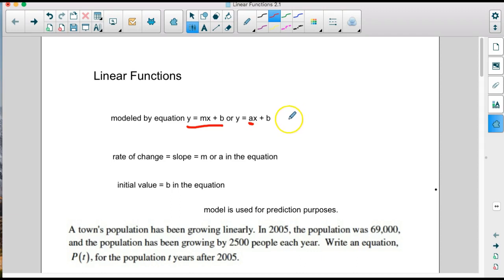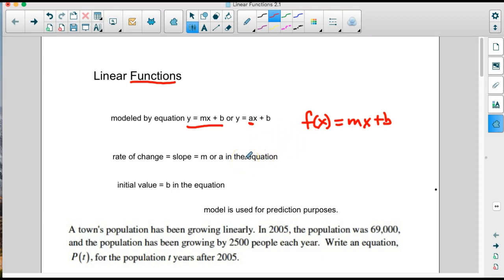And you also see, if it's function notation, they are going to replace y with f of x or some other function name. So f of x equals mx plus b is the function value. They can use some other function here. They may not even use the value of x. They may use another variable.